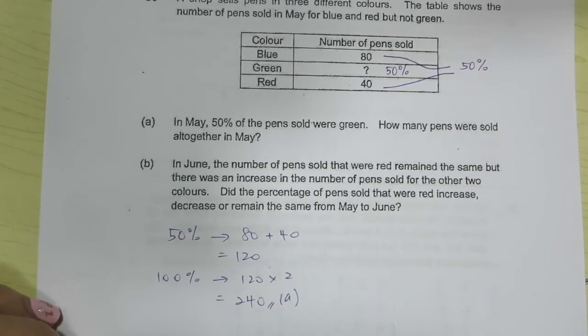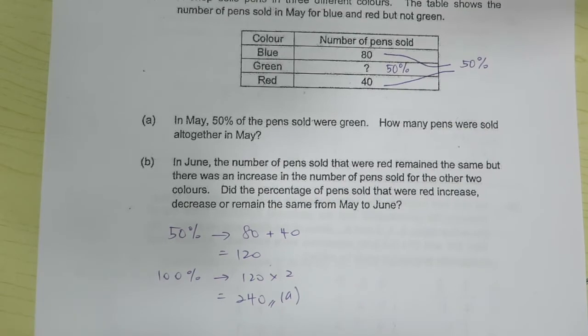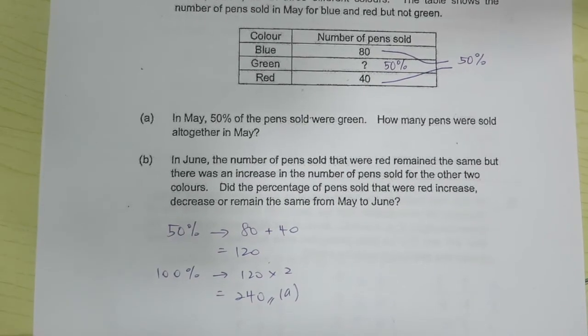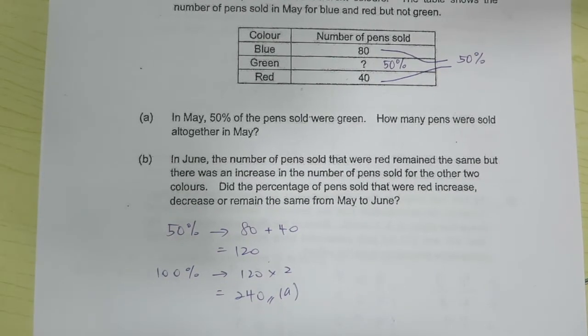Part B. In June, the number of pens sold that were red remains the same, but there was an increase in the number of pens sold for the other 2 colors. Did the percentage of pens sold that were red increase, decrease, or remain the same from May to June? Okay, now we're talking about the percentage of pens sold that were red.